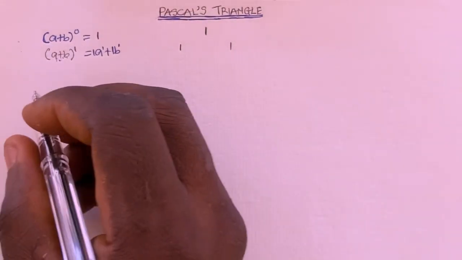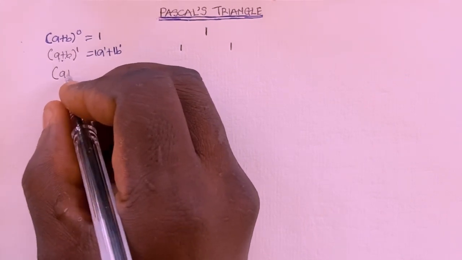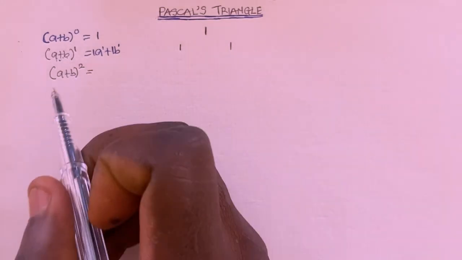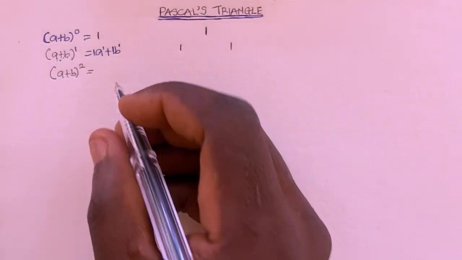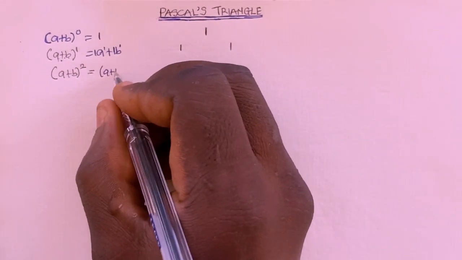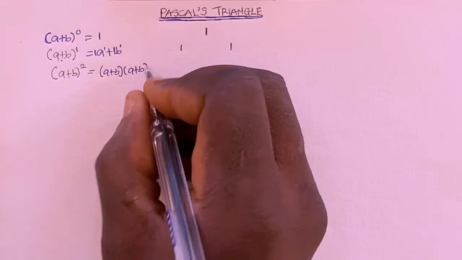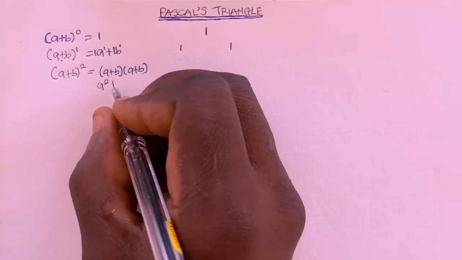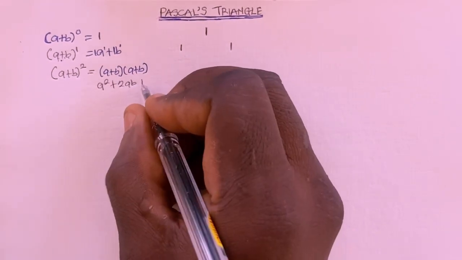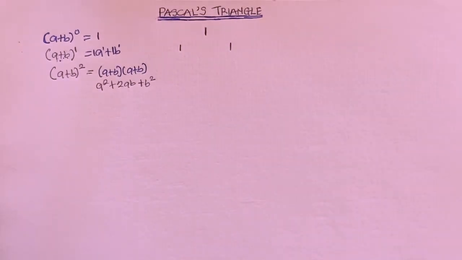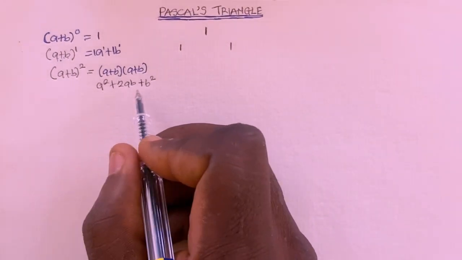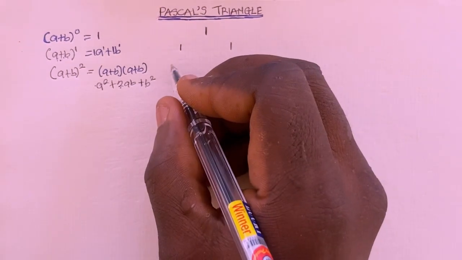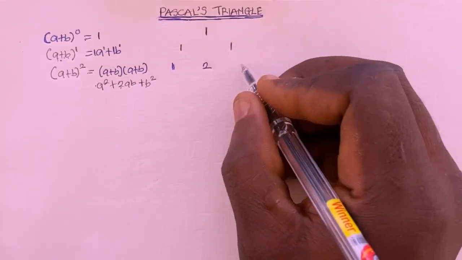Now let's say I have another expression, (a + b) raised to the power of 2. I can simply write it as (a + b)(a + b). By the time I expand this expression, what am I going to have? That's a squared plus 2ab, then plus b squared. Look at this very well: the coefficients of each term here are 1, 2, and 1. So I can simply write 1, 2, 1.